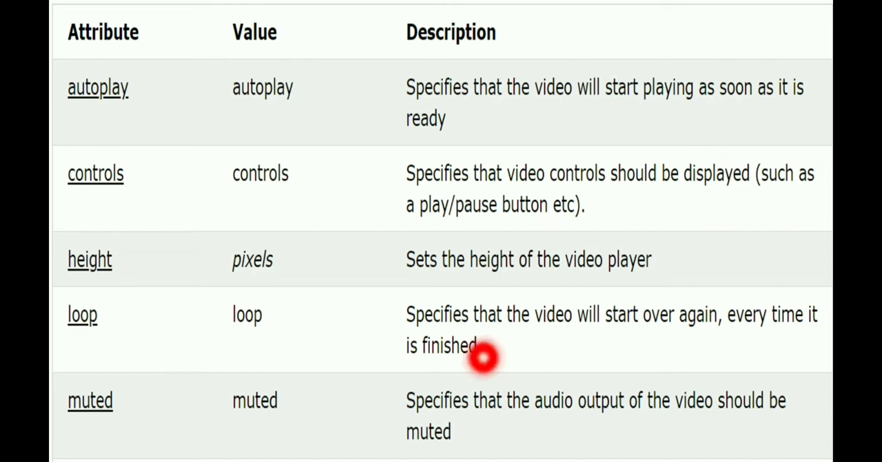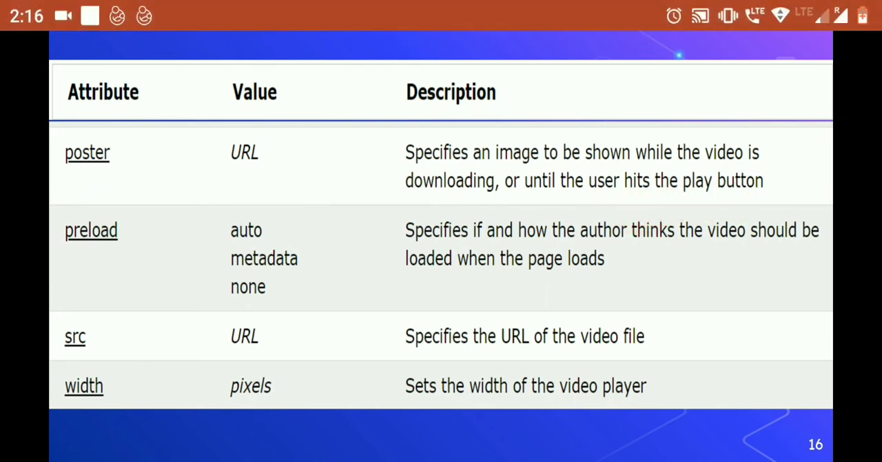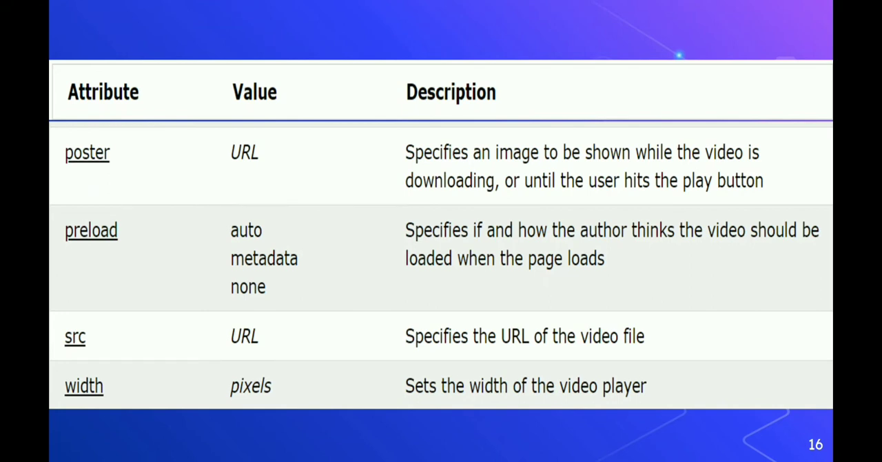Muted specifies that the audio output of the video should be muted. Then we have some more. Next is poster. The value of poster will be a URL. It specifies the image to be shown while the video is downloading or until the user hits the play button. That is the default picture, which picture should be displayed by default. Then we have preload, which is set to auto. It specifies if and how the author thinks the video should be loaded when the page loads.